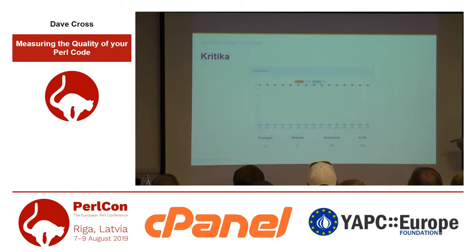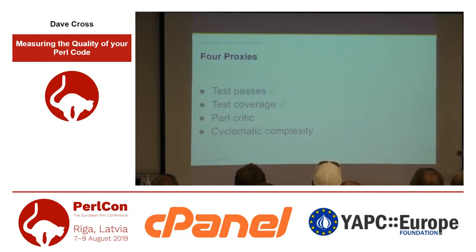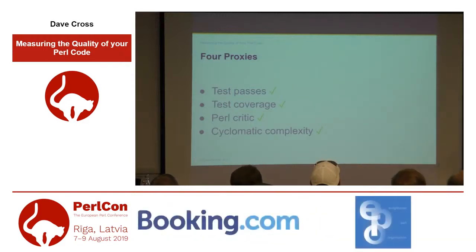I've got a couple of modules that have got some things that are about 12, and I keep thinking I should have a closer look at those, make them a bit simpler to understand. So by adding Kritika into the mix, we've ticked Perl Critic and we've ticked the cyclomatic complexity. So we are able to measure all of the proxies that I suggested. And it may be that the fact that it's quite easy to measure these particular 4 proxies influenced my choice of proxy slightly, you might think.